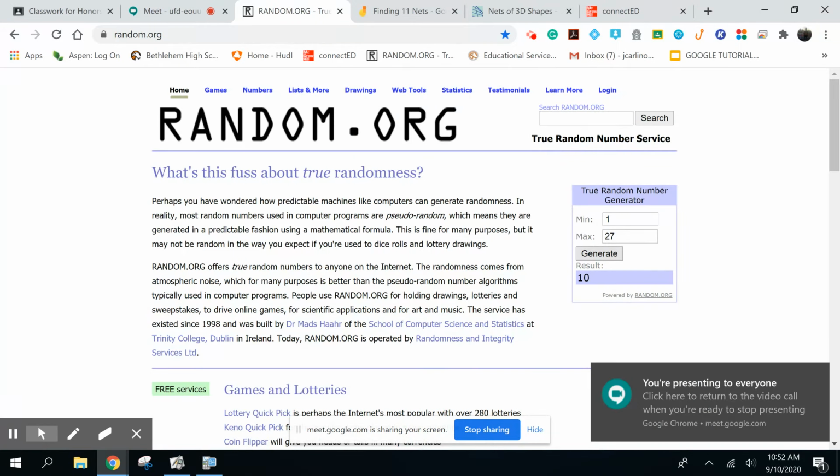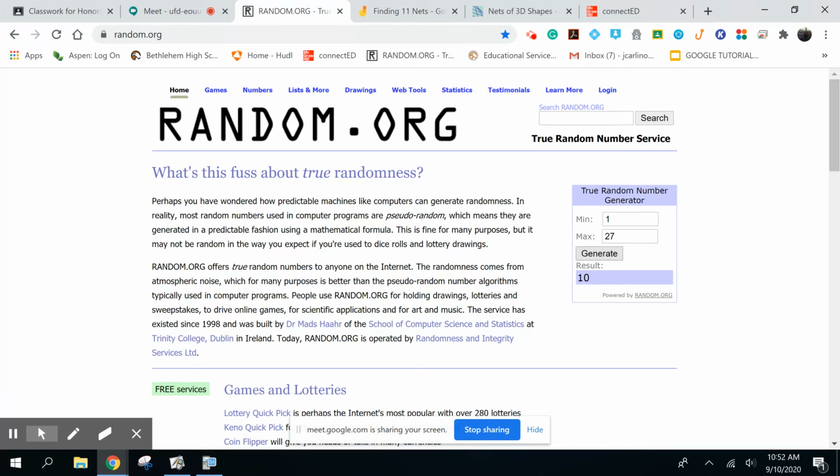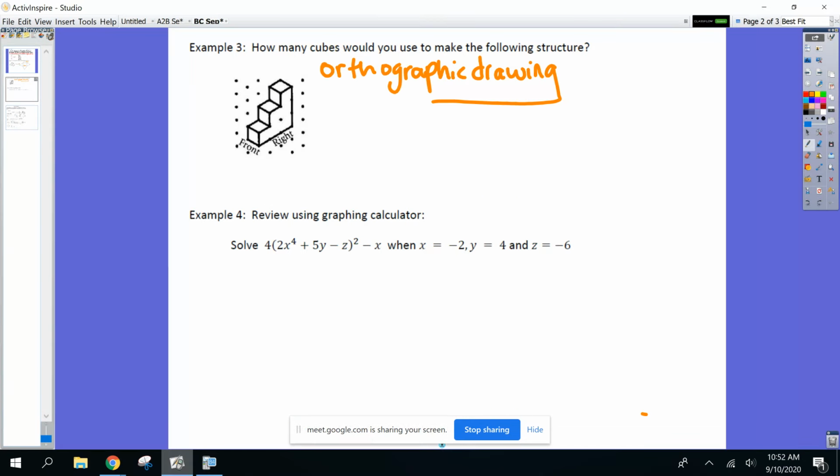Number 10. How many cubes? Number 10, Atticus. I got Atticus in the house. Did I lose him? I can see you there. How many cubes, Atticus? Got to unmute your mic. 6. 6, thank you. 6 cubes, good job. Okay, so just something a little similar to nets, a little different too.